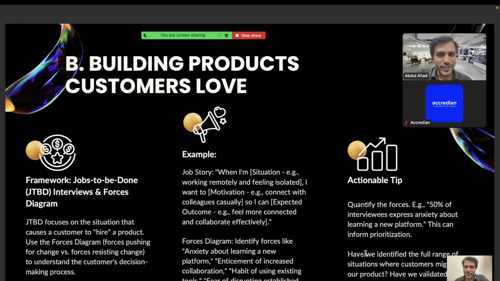B, building products customers love. So, jobs to be done interviews. By doing this, we are able to learn the different jobs that customers do on a day-to-day basis. It could be a functional job, it could be an emotional job. Like we were taking an example of Ola or Uber. So a functional job could be that I would like to reach the office on time. An emotional job would be that it has to be a comfortable ride.